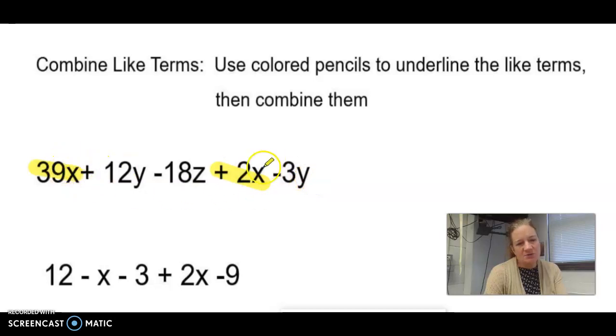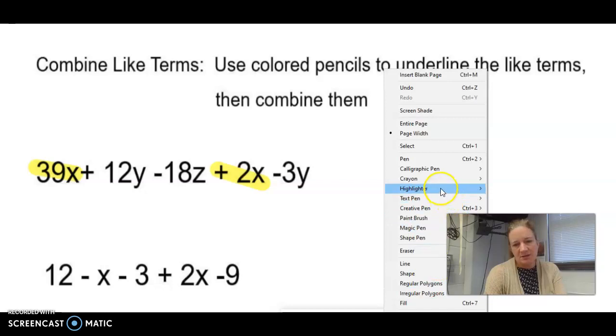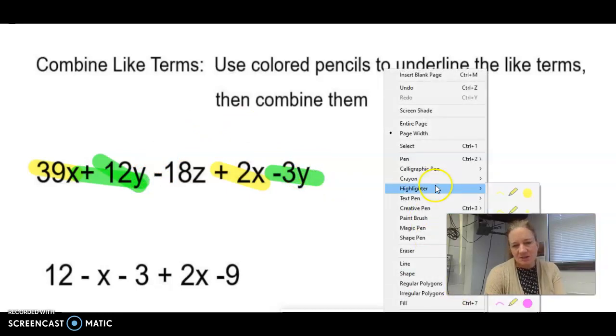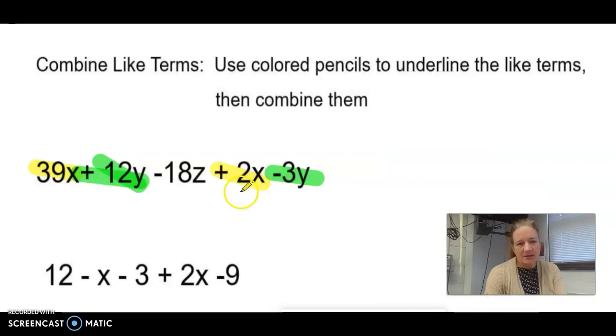So I want all my x terms, so my x terms go together. Okay? Then I'm going to look here, and I've got 12y. I'm going to include this with it. There we go. So I have 12y. That's a z, not the same. But this is also the same because that has a y. See how my y and my y are the same? And then my last one is just by itself, but I'm going to highlight it anyway.